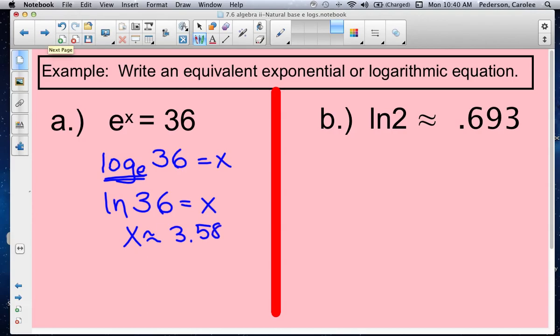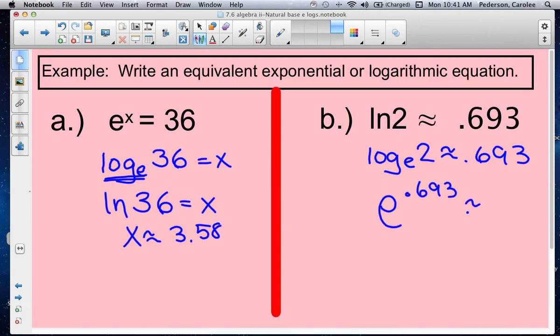Example B, write an equivalent exponential or logarithm for this equation. So now it's saying the natural log of 2 is approximately 0.693. Just check with your calculator. Natural log of 2, do you get 0.693? So what this looks like is log base e of 2 is approximately 0.693. If you wanted to convert it to an exponential, that's base e raised to the 0.693 is about 2. So that's how you can convert between the two different forms, exponentials and logarithms.